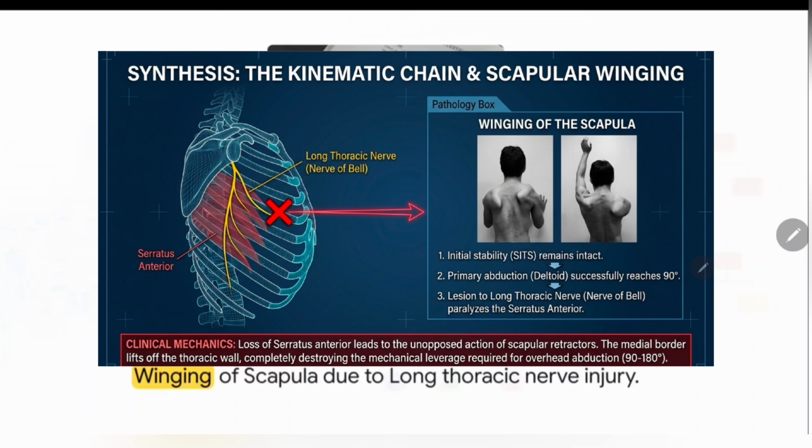Imagine a patient comes in and their scapula is protruding backwards like a small wing. This is the classic winging of the scapula. It happens when there is an injury to that long thoracic nerve, which is also beautifully called the nerve of Bell. When this nerve gets injured, the serratus anterior gets completely paralyzed. This leads to the unopposed action of the retractors of the scapula, pulling the medial border right away from the thoracic wall. Samajh aa gaya? It's a very classic clinical case.